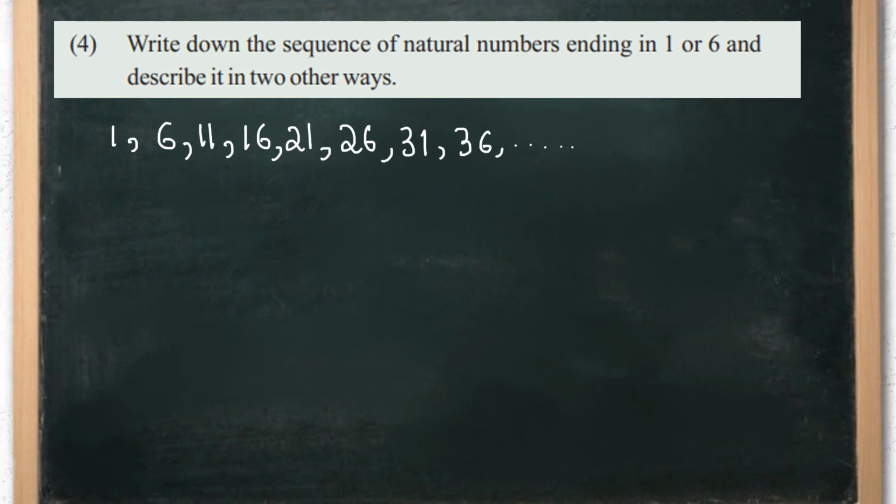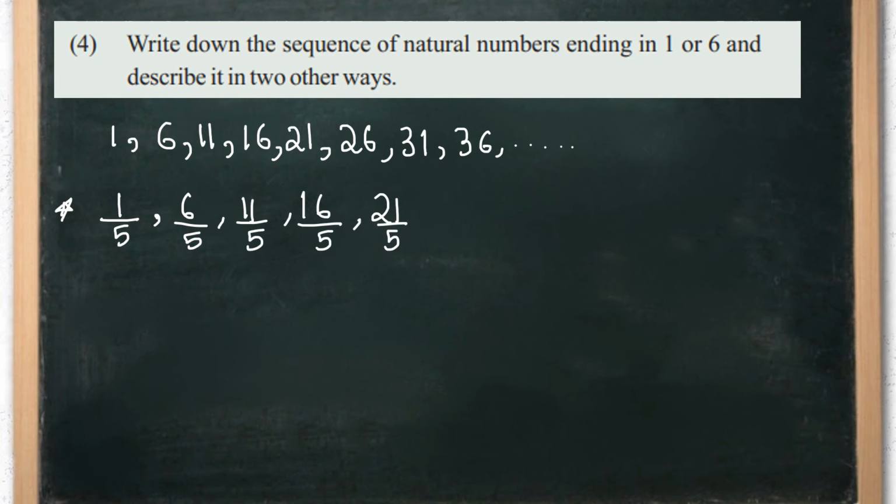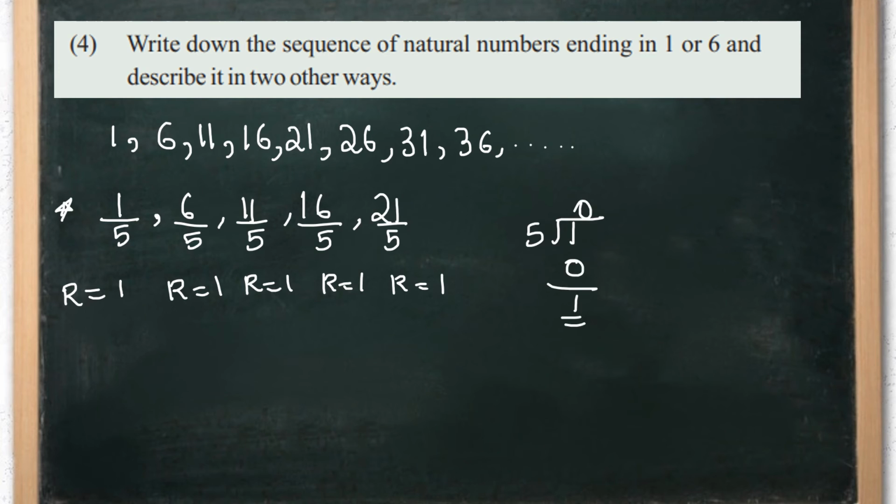We have to describe this sequence in two ways. If you divide the terms of the sequence by 5, you will get a constant remainder. So this is one way to describe the sequence. 1 by 5, 6 by 5, 11 by 5, 16 by 5, 21 by 5. If you check, the remainder will be 1 in every case. 1 divided by 5, 0 times 5 is 0, remainder 1. 6 divided by 5, 1. Remainder is 1.